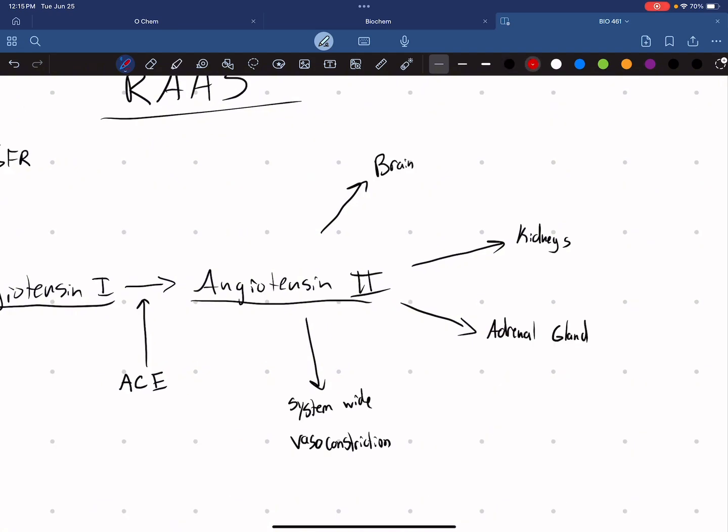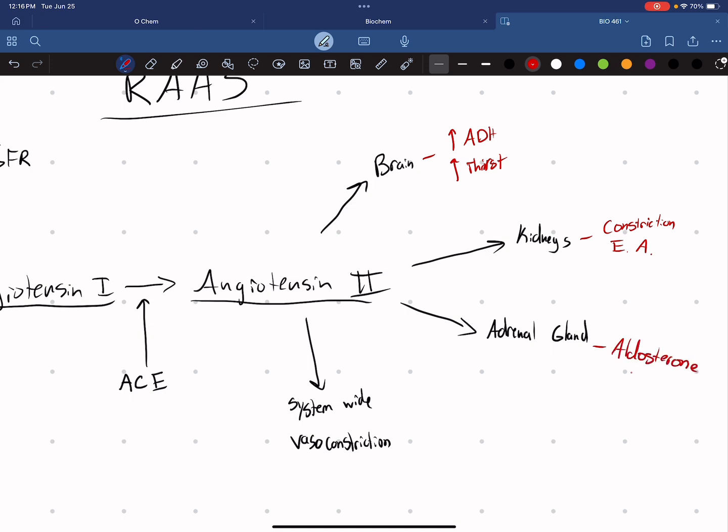So with angiotensin 2, we know that it will undergo these 4 pathways. So first, it will go to the brain, and it will do things like increase the secretion of ADH, and that will cause an increase in things like thirst. We will become more thirsty because of that. The angiotensin 2 in the kidneys will cause constriction of the efferent arteriole. Angiotensin 2 will activate the adrenal gland, which will release aldosterone.